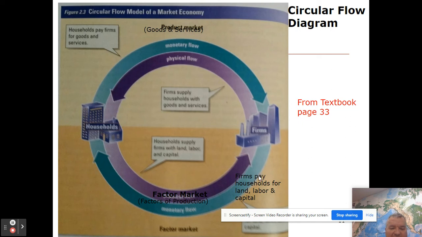It comes back around. And firms will pay households for land, labor, and capital. The firm that's paying us is the Lodi Unified School District because both myself and my wife work for the district. And then those monies go back into other firms. And so you get this circular loop. And the physical flow will be me supplying really human capital. I'm training the next generation of people to think. And this is on page 33 of the book.